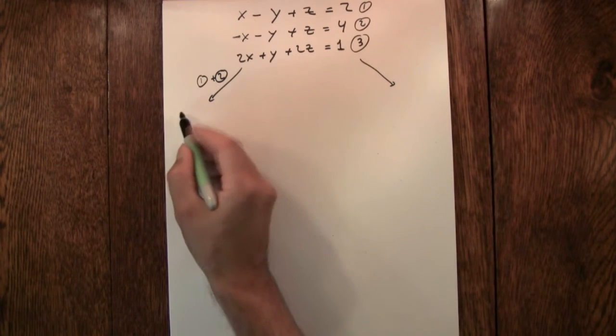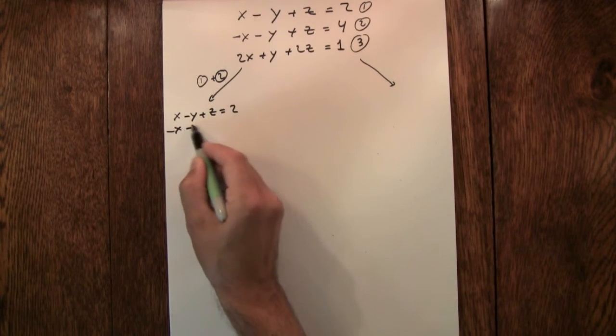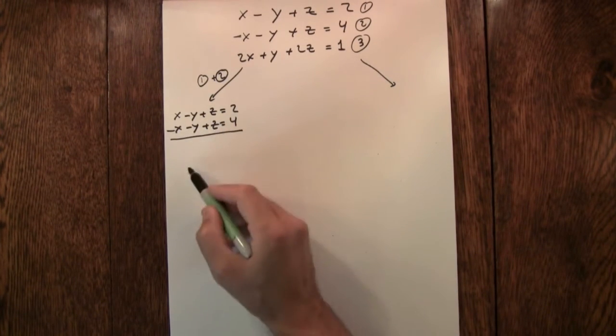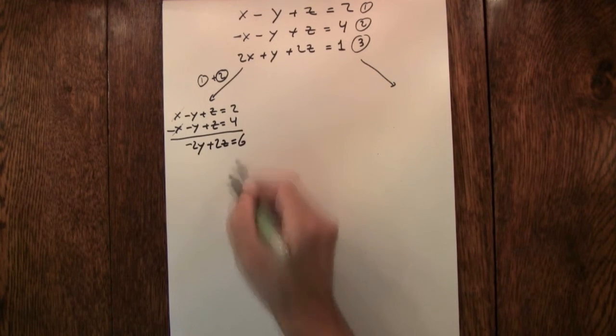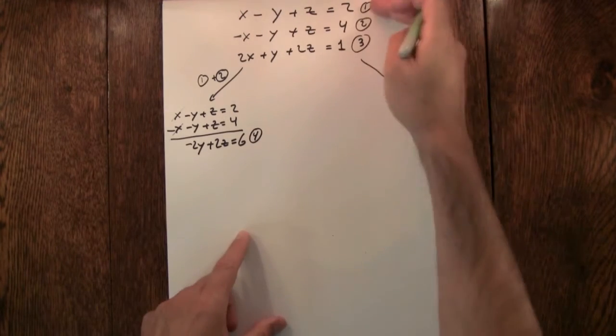Okay, so if I end up adding these, I'm going to rewrite these. x minus y plus z is equal to 2, and negative x minus y plus z is equal to 4. So what I can do right now is add this equation with this equation, and this is going to kill this, right? So this becomes negative 2y plus 2z is equal to 6. I'm going to number this equation 4, because it's a new equation that we derive from combining equation 1 and 2.